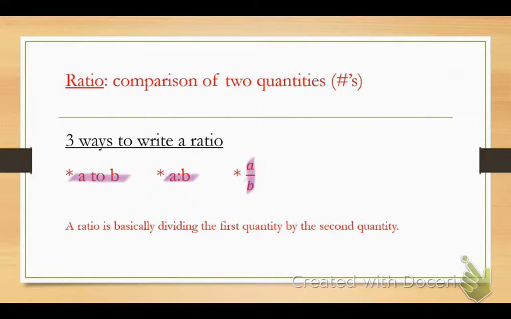This last statement is really important, okay? A ratio is basically dividing the first quantity by the second quantity, okay? And what that means is, yes, it is a comparison, but this is how I would find a value of the ratio: divide the first quantity by the second quantity. All right, so that's important.